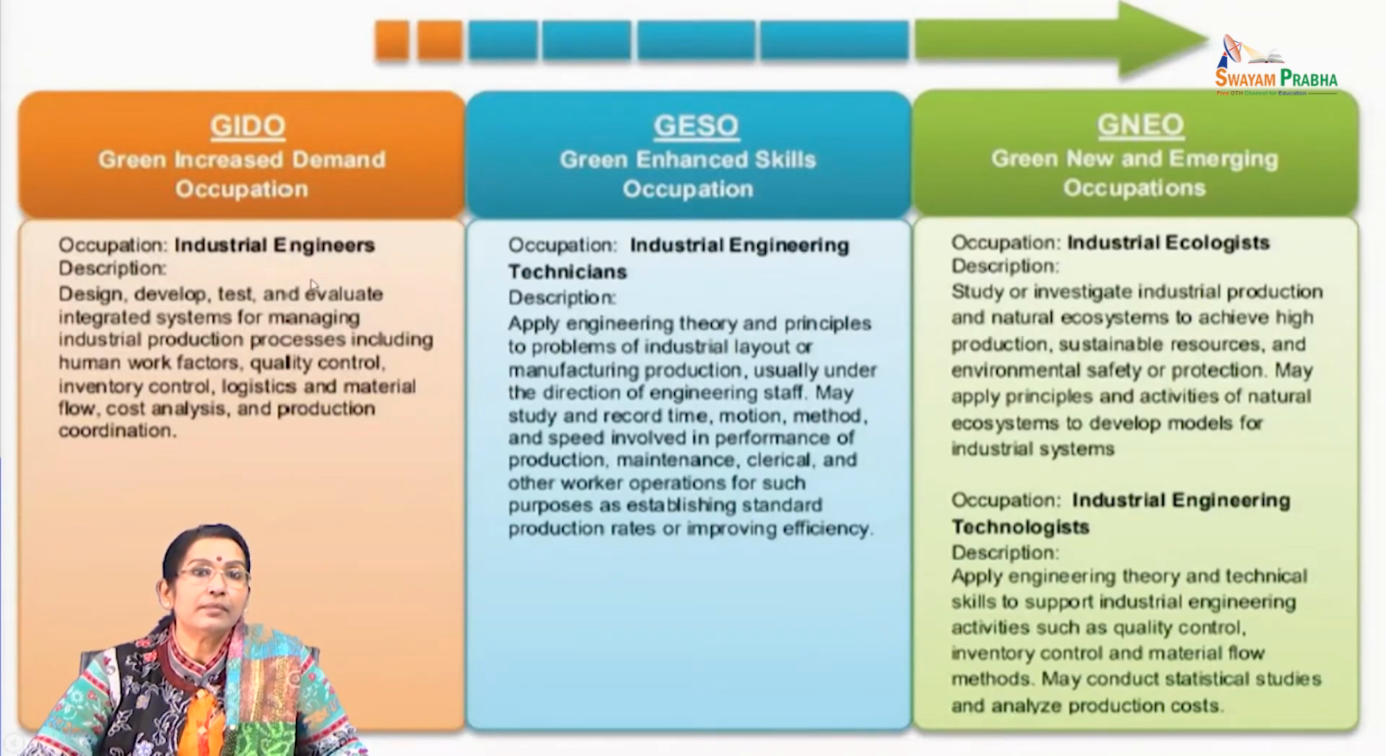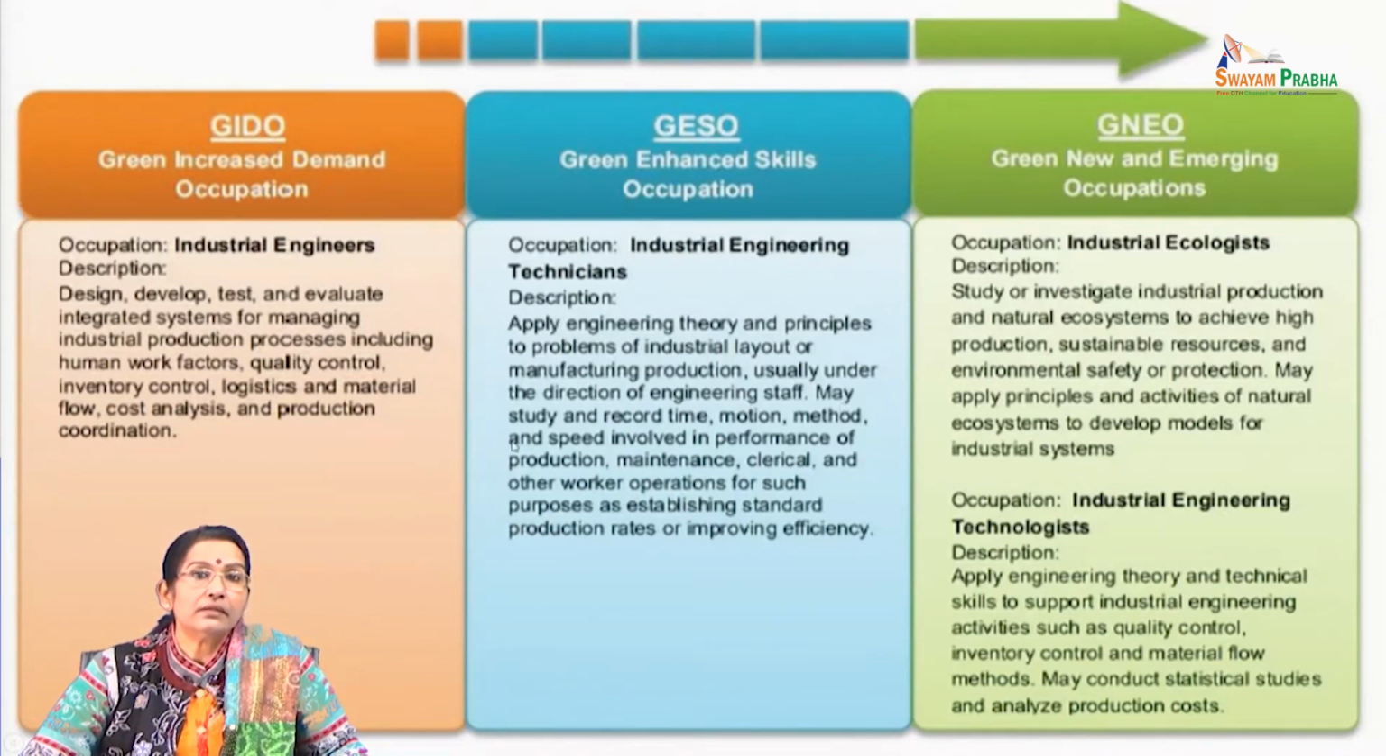The description is: design, develop, test and evaluate the integrated systems for managing industrial production processes, including human work factors, quality control, inventory control, logistics, material cost analysis, etc. That is the increasing demand for industrial engineers. Second, what are the green skills required? That is the green enhanced skills occupation, like applying the engineering theory and principles to problems of industrial layout or manufacturing production, usually under the direction of engineering staff.